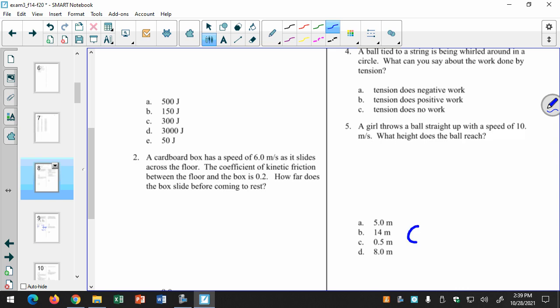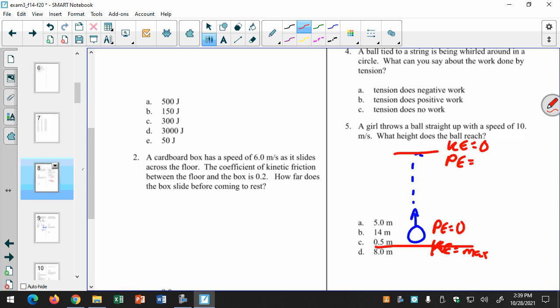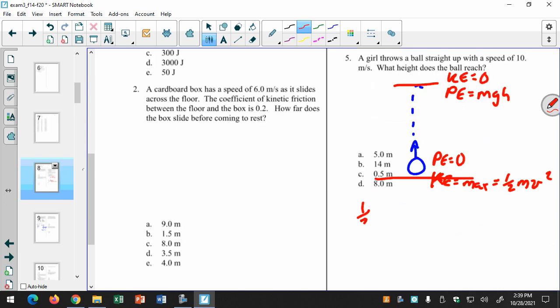But here, if I have an object that goes up, and I want to know to what height does it go, I just need to ask myself, what kind of energy does it have at each position? Well, down here, the potential energy is 0, because it's at a height of 0, and the kinetic energy is equal to its max, which is 1/2 mv squared. And then up here, where the velocity is 0, the kinetic energy is 0, and the potential energy is at its max, or mgh. So I can say then that 1/2 mv squared, which is the energy at the bottom, is equal to mgh, which is the energy at the top.